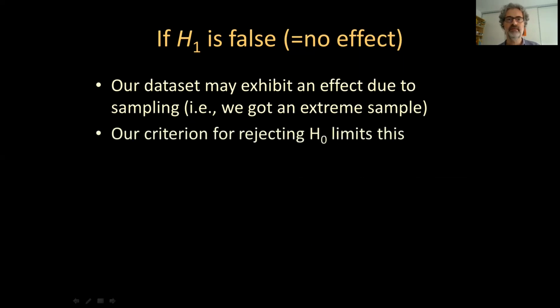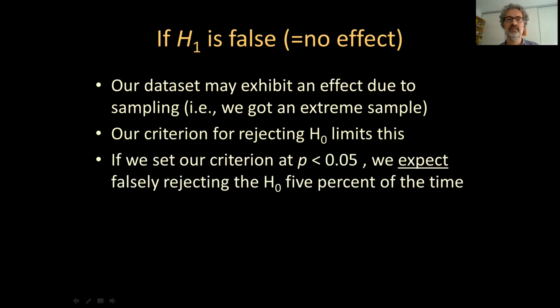You have a criterion to limit this. That is your alpha level, your criterion for rejecting the null hypothesis. If you set your criterion at 0.05, such that you reject the null hypothesis whenever your p-value is less than 0.05, this means that you will be falsely rejecting the null hypothesis 5% of the time.